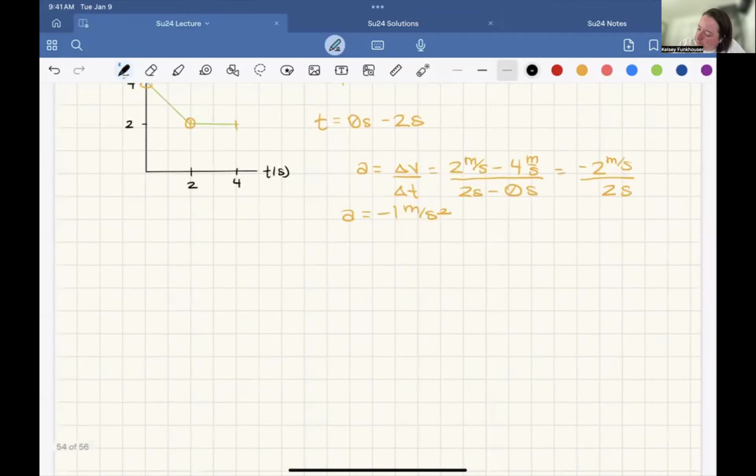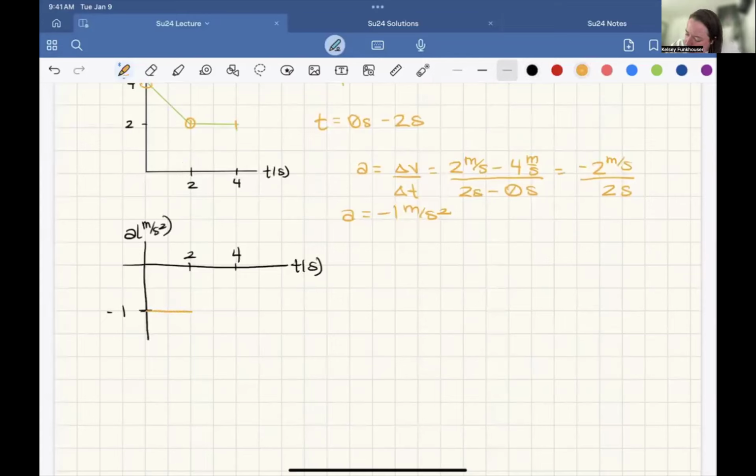So let's draw that graph. 2, 4, and this is time in seconds. This is acceleration in meters per second squared. I'll just say that's 1, -1. So from 0 to 2 seconds, we're down here at -1. And then from 2 to 4 seconds, we're at 0. Okay, cool. So that is our position and velocity graph.